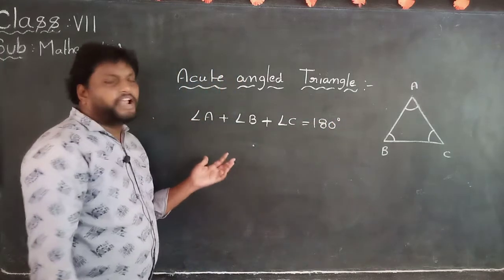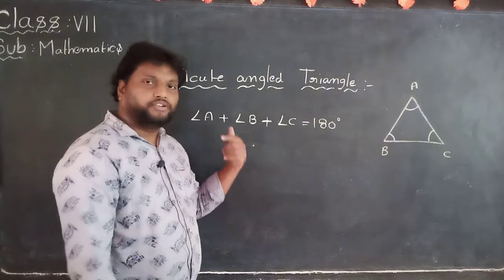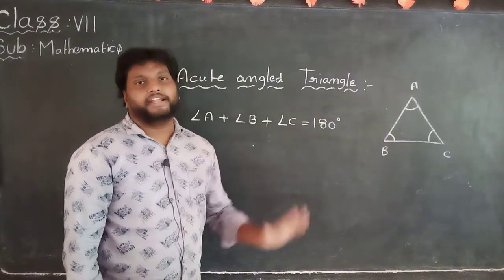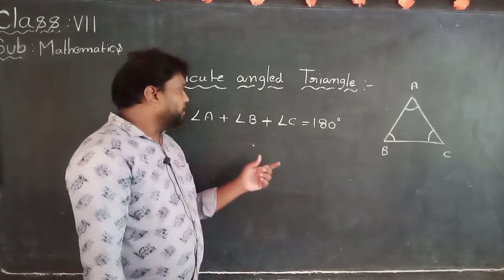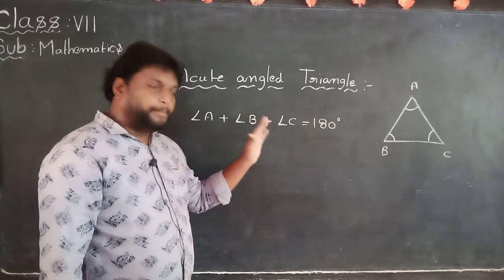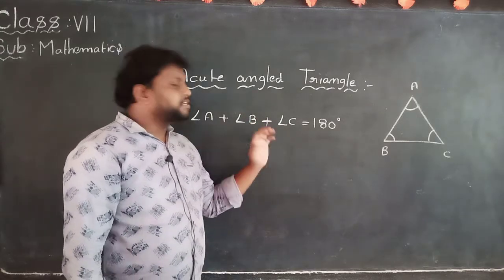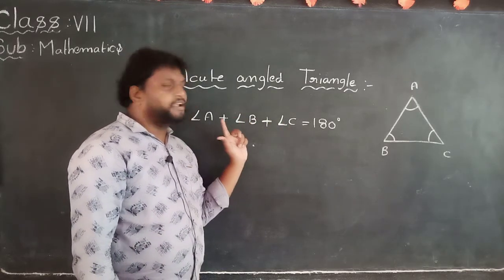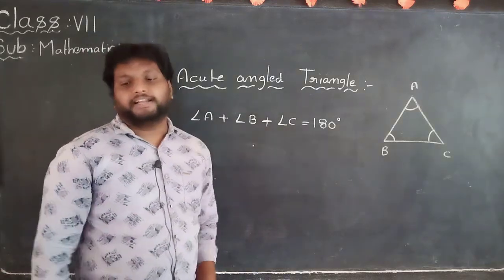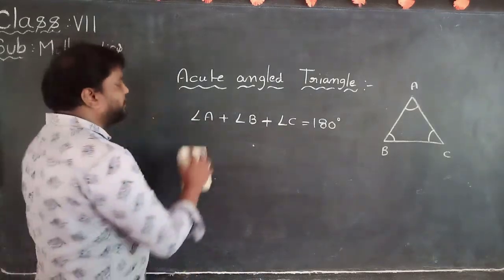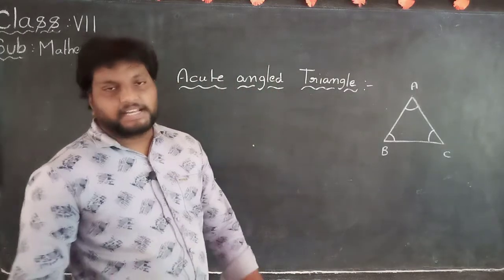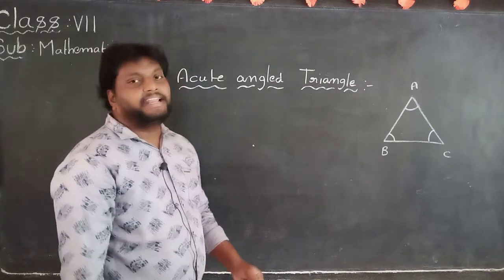What are the values of A, B and C? We don't know, so we take different values. Whatever they are, if you add the three angles you get 180. For example, A may be more than B and C, B may be much less, or C may equal B. This is a very important property of a triangle. Based upon this, we will discuss the acute angle triangle.